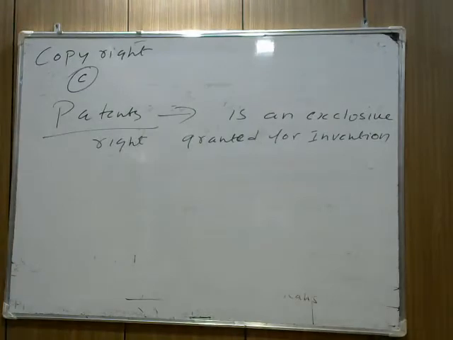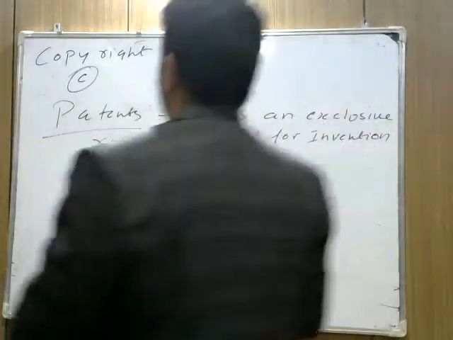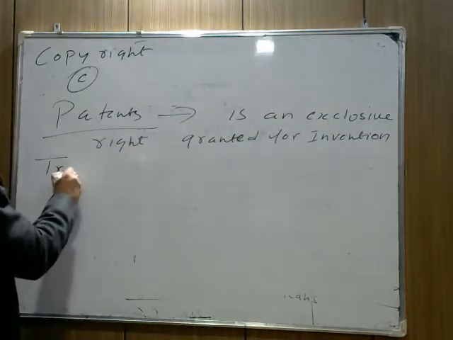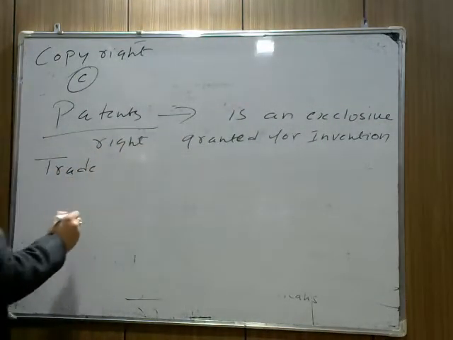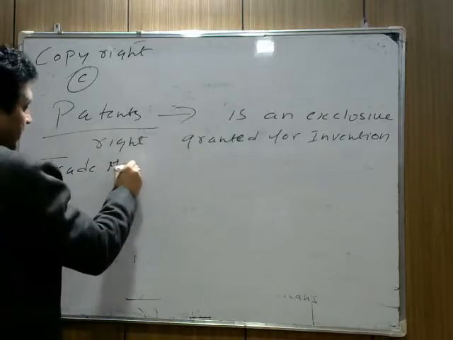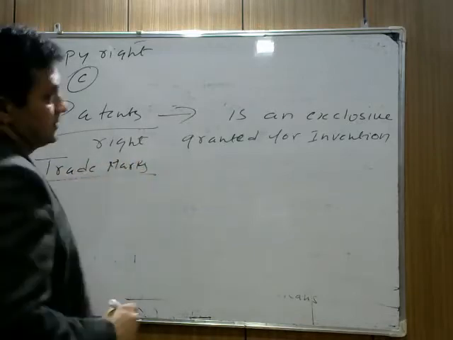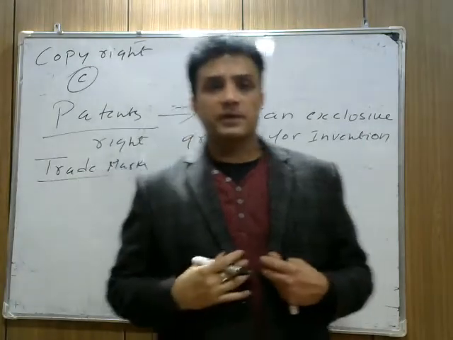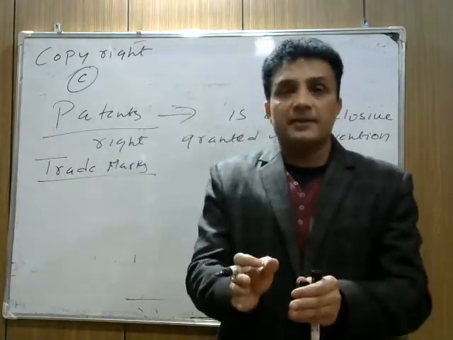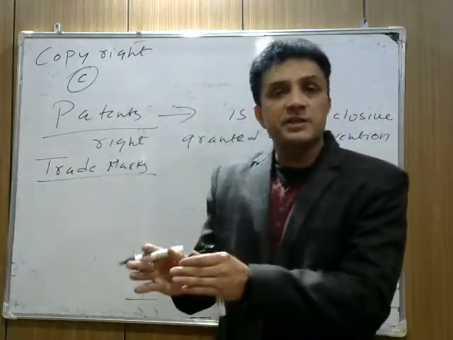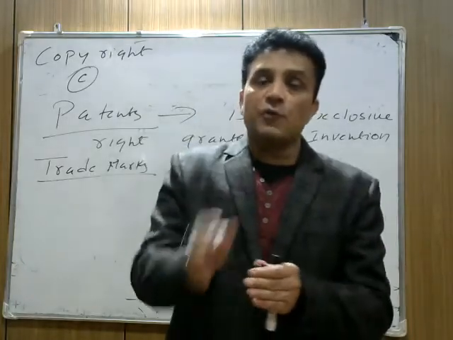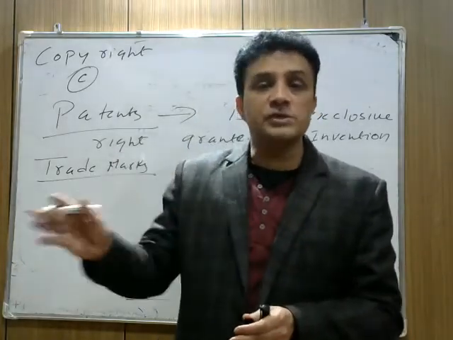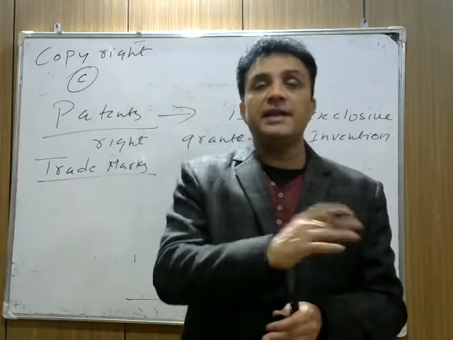Next one after copyright and patents are trademarks. These are again one of the important parts of intellectual property rights. Trademarks. Now what are trademarks? हम trademark बोलते किसको हैं? A trademark is a sign capable of distinguishing the goods or services of one enterprise from those of other enterprises who are dealing in the same product.